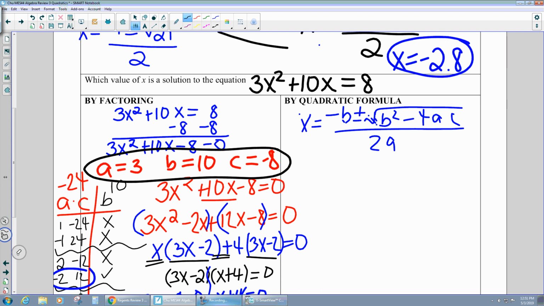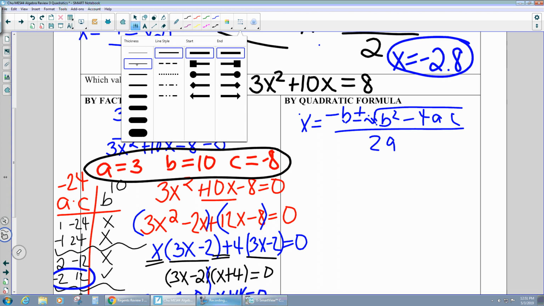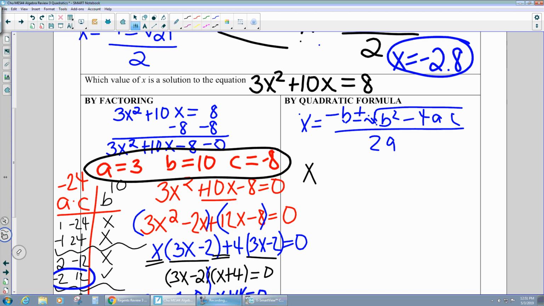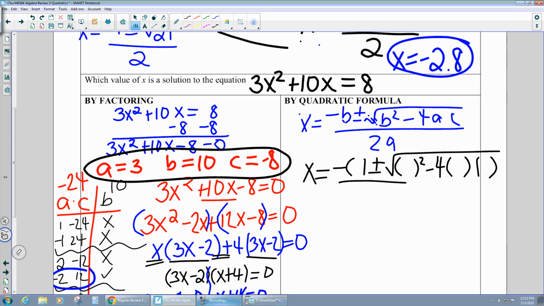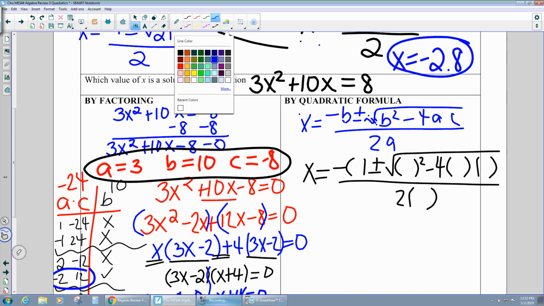So when we copy over the quadratic formula, we're going to leave parentheses where we have variables. So x equals negative b plus or minus the square root of b squared minus 4 times a times c all over 2a. That first parenthesis is represented with b. Our b value was 10. Then it's a, which is 3. And then it's c, which is negative 8. And on the bottom is a, which is 3.